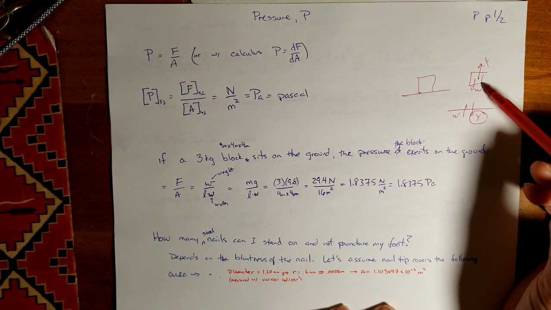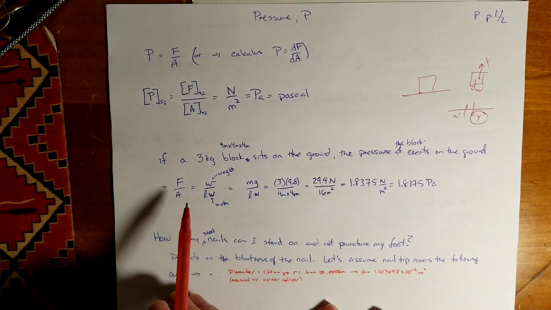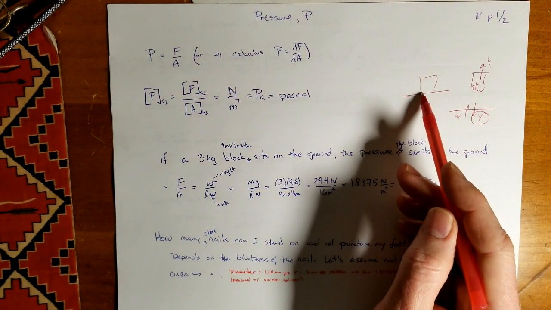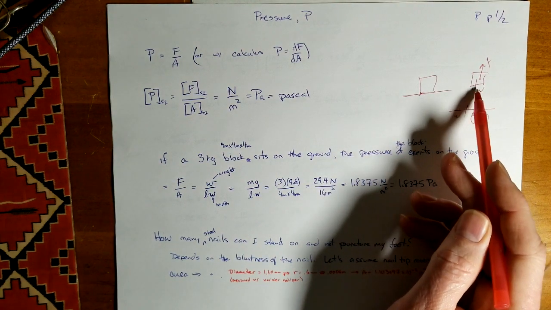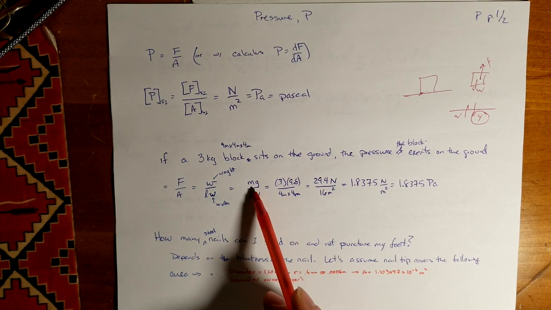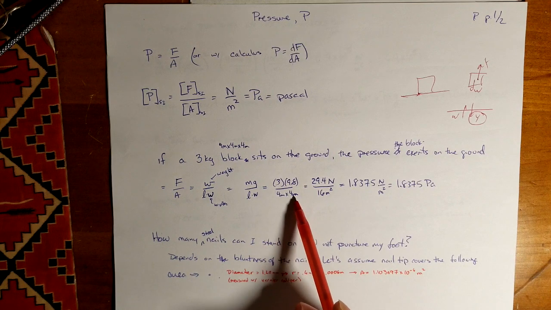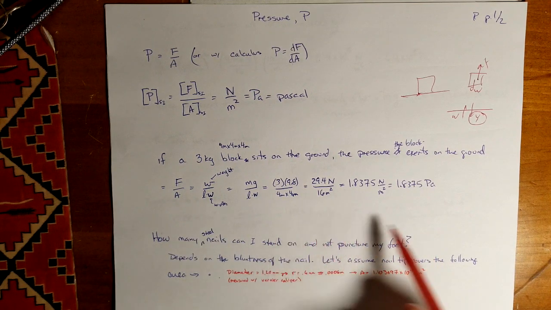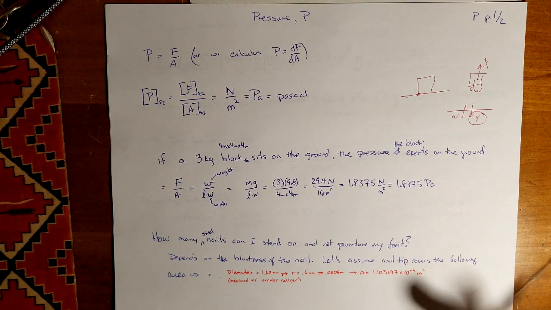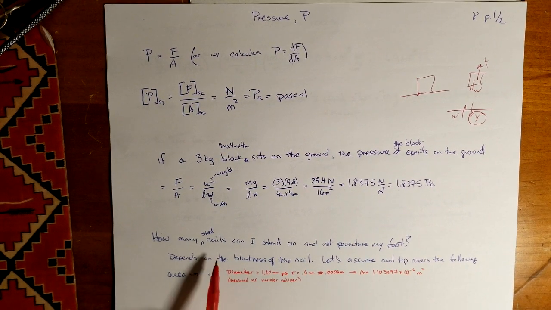And if the block is in equilibrium, the normal force and the weight are equal to each other. So the force would be the weight of the block divided by the area, which is just going to be the product of the two dimensions that are touching the ground. And I made it a cube to make the math easier. So the 3 kilograms times 9.8 meters per second squared gives me the weight of the block divided by the area of the surface touching the ground, and I end up with 1.84 pascals.